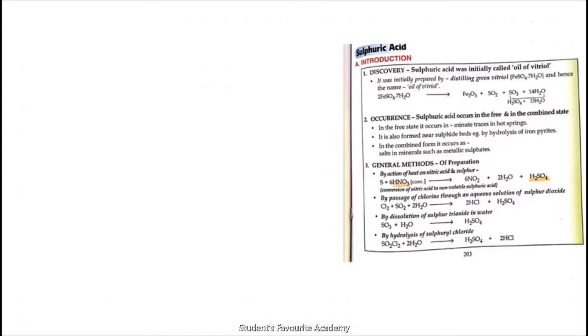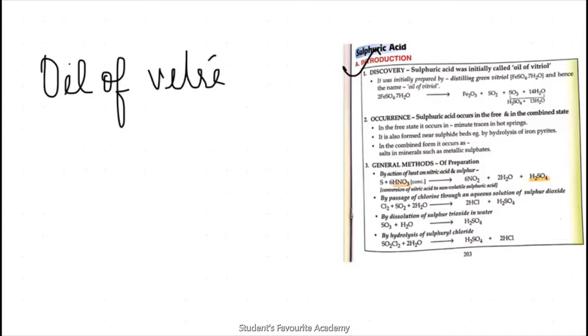Now if you see, children, in the introduction part, it says that it was discovered. Initially, when it was discovered, it wasn't called sulfuric acid. Instead it was called what? It was called oil of vitriol. So this is also a question, children, that you can be asked: what was sulfuric acid called initially, or what was the name of sulfuric acid before the name sulfuric acid was given.